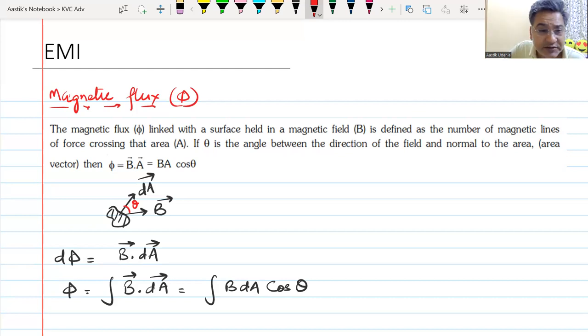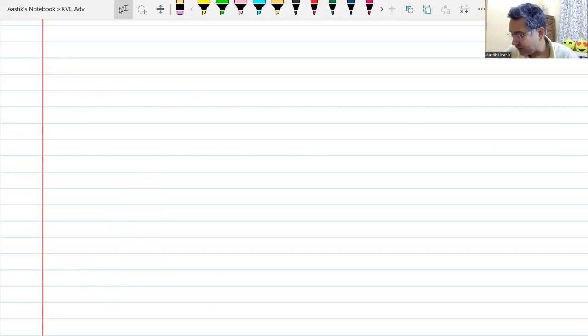When will we call the flux positive? When will we call the flux negative? When the angle between the area vector and the magnetic field is acute, less than 90 degrees, the flux is positive. If it is equal to 90, the flux is zero. If it is greater than 90, the flux is negative. Do we remember it? Yes, sir.